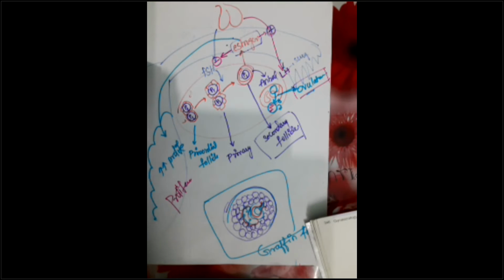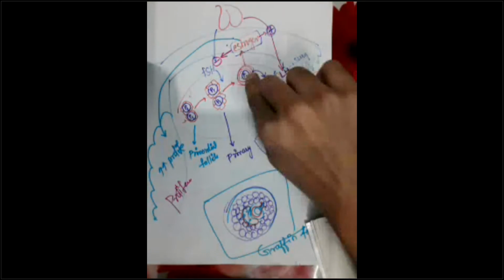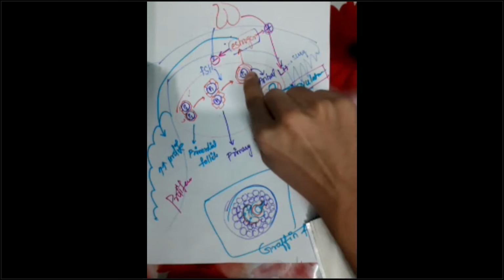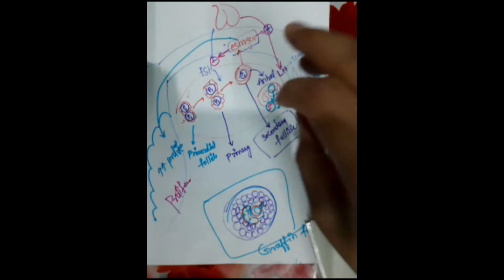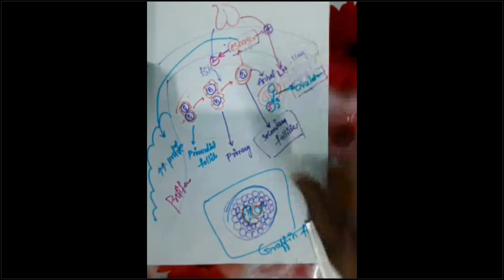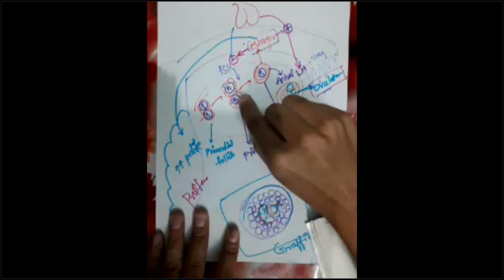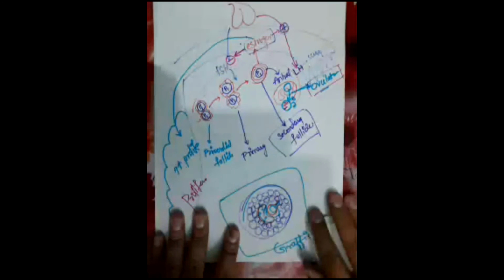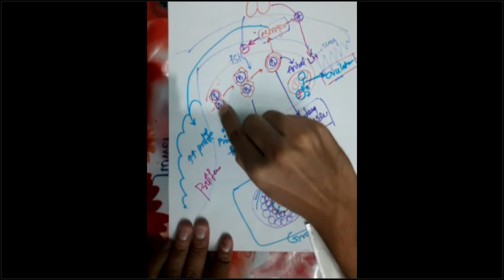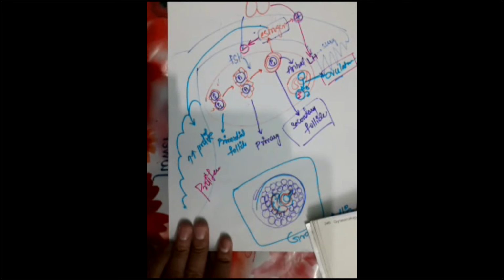Yes, primary oocyte is no doubt there. Just primary oocyte is not my follicle. Primary oocyte plus granulosa cells plus theca cells is nothing but my secondary follicle. What is the primary follicle then? Primary oocyte plus cuboidal shaped cells is my primary follicle. What is primordial follicle? Primary oocyte with just a flat layer of cells is the primordial follicle. This is what I wanted you to tell.